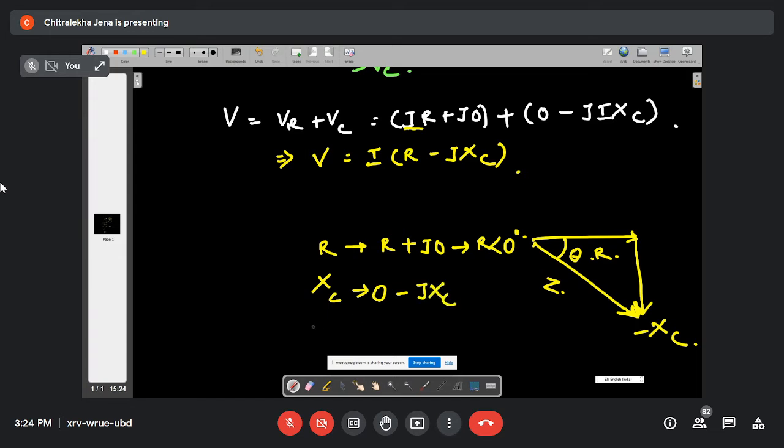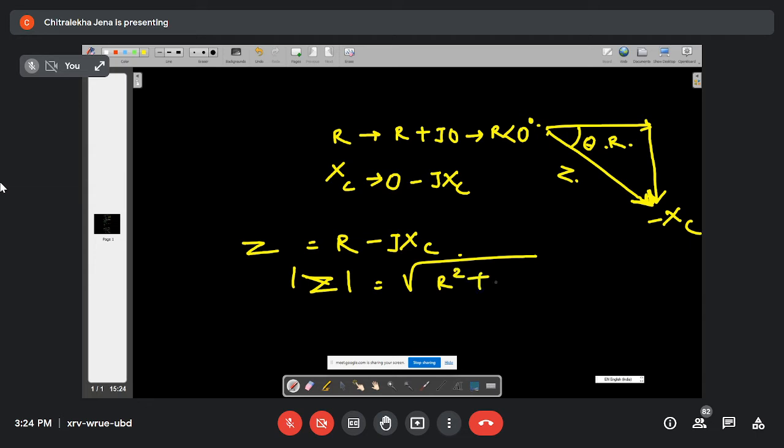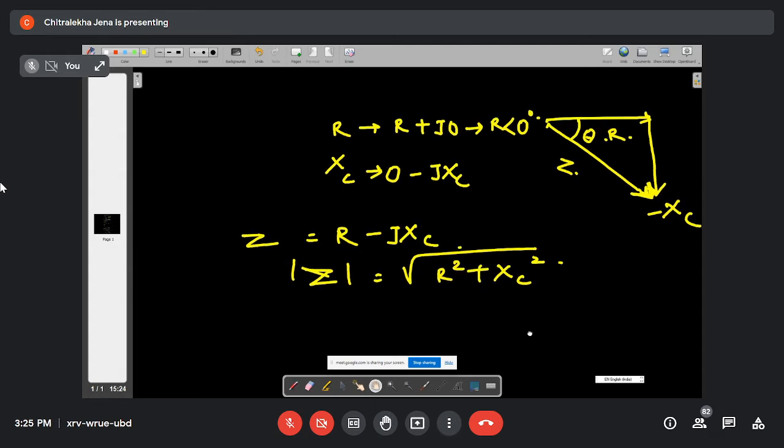Now here, how will I write down your Z? Z is equal to R minus J XC. But the magnitude of the Z will be equal to how much? Magnitude will be under root, R square plus XC square. Understood? All of you? Clear now?